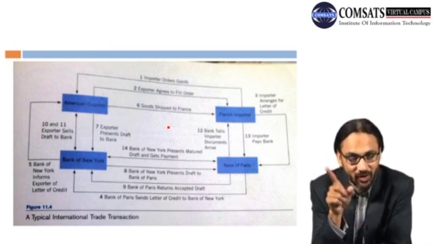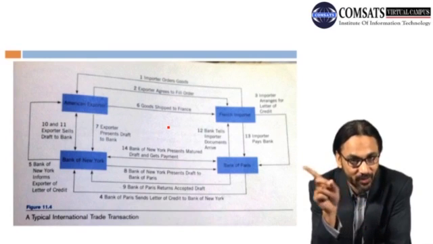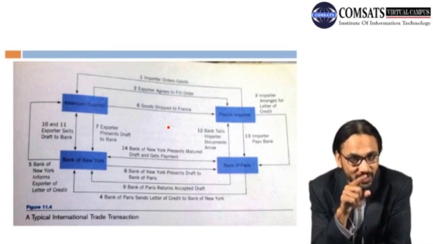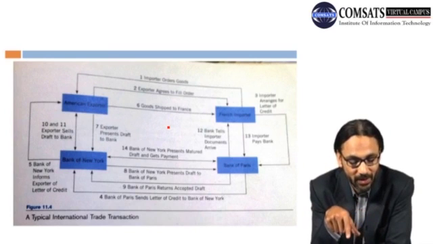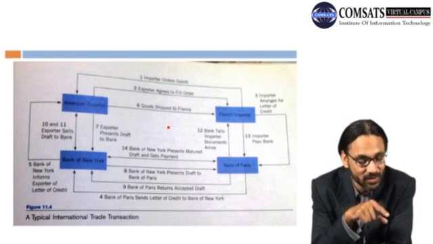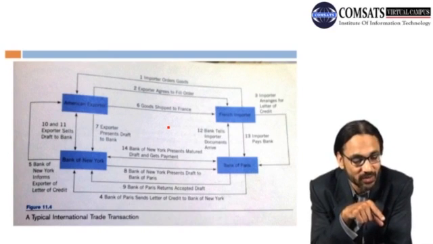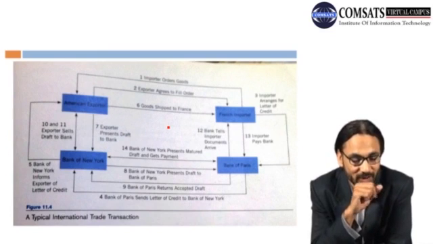This is the receipt that I have already shipped the product, and the bank sends this draft to the Bank of Paris. The Bank of New York sends this draft to the Bank of Paris in number 8. And in number 9, the Bank of Paris returns the accepted draft to the Bank of New York. And in numbers 10 and 11, the exporter sells the draft to the bank.